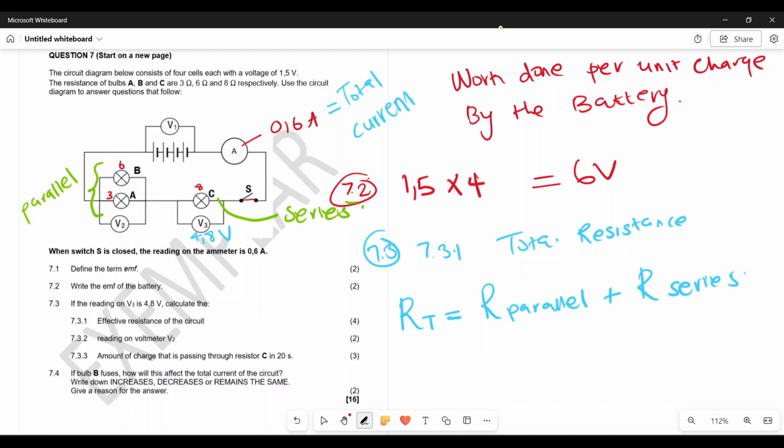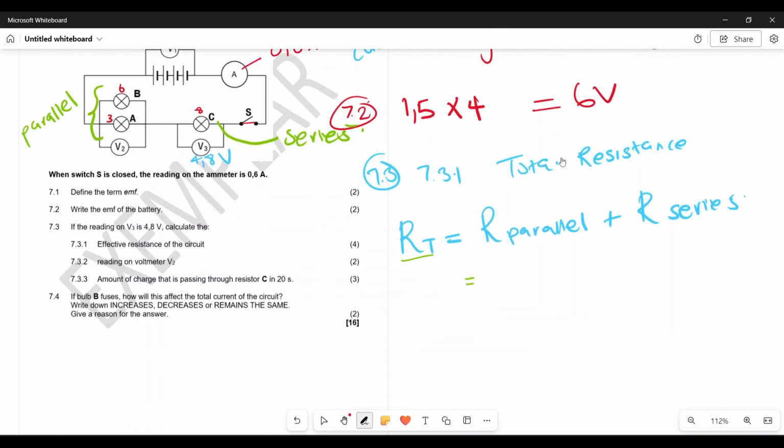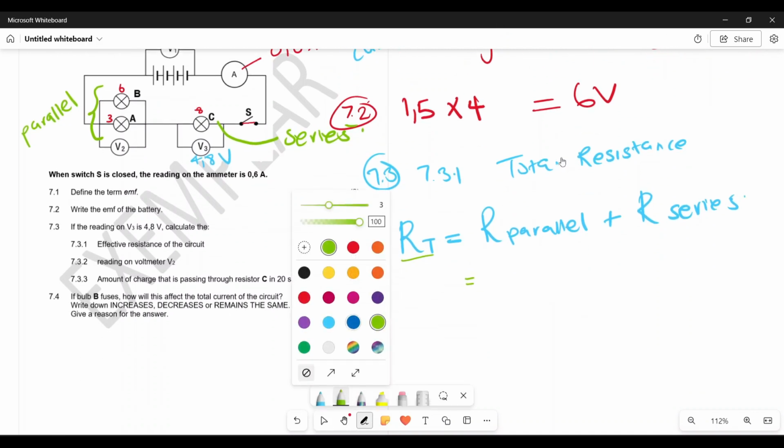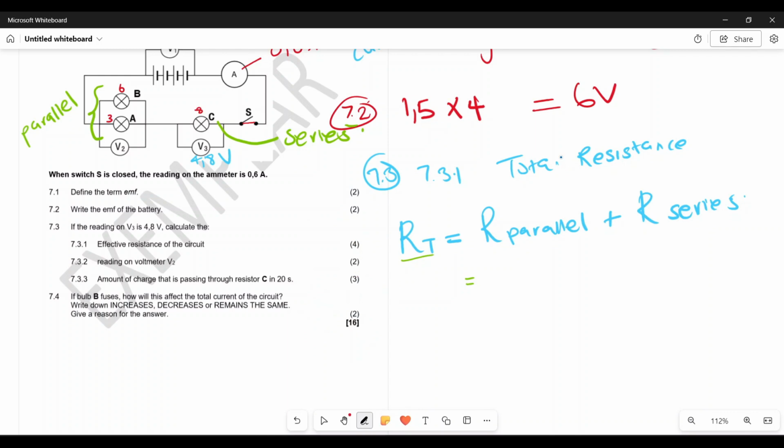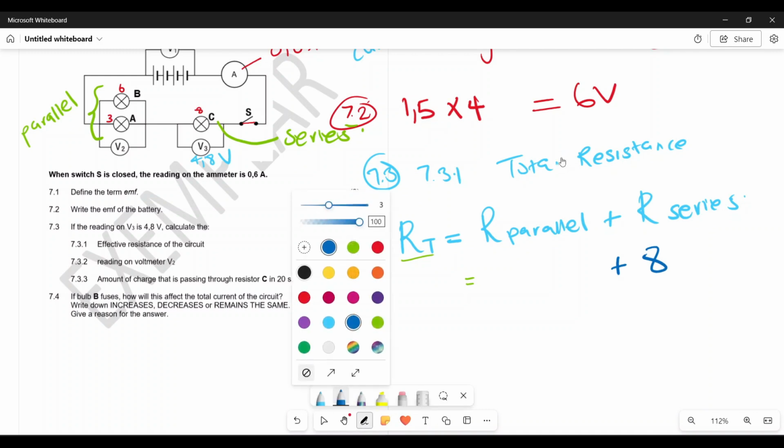Then I'm saying that my effective resistance, which is my RT, to find it, I need to find my R parallel and add it to my R series. Now, I know, what is the total of my resistors connected in series? I only have one resistor connected in series, and this is 8. So I know that my R series is 8. Now I need to calculate my R parallel. Now, how would I go about calculating my R parallel?